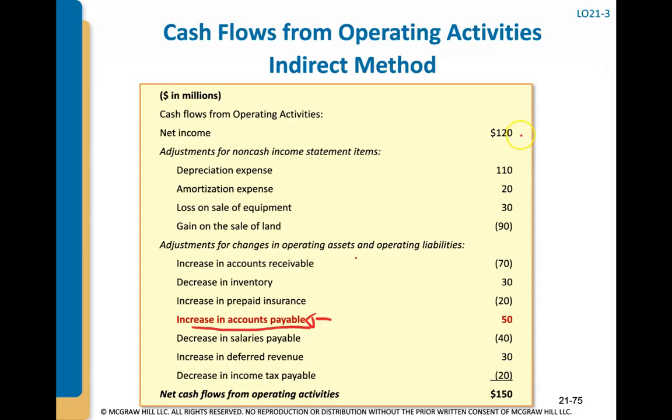So now you can see we're done with our operating activity using the indirect method. We start with our net income. Here are our non-cash income statement items and our non-cash operating assets and liabilities, which are usually just your current assets and current liabilities, except not short-term investments. Okay. And we get to my net cash flow from operating activities of $150.